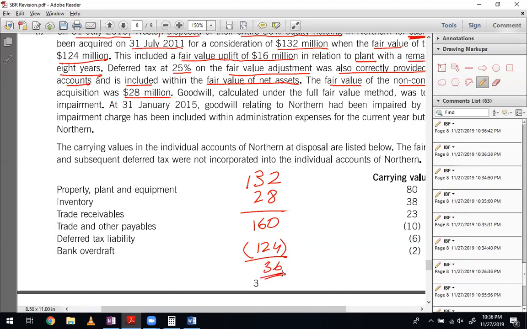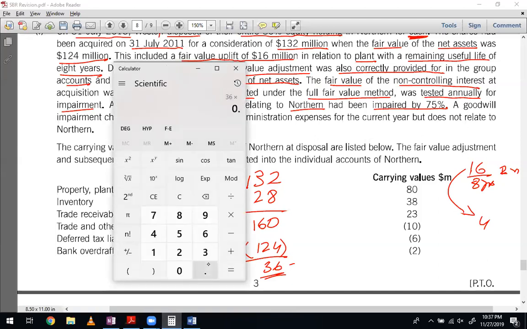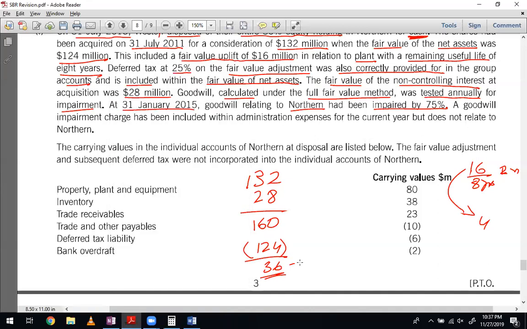So this means the goodwill was 36 in actually. Now it says that goodwill calculated under full fair value method was tested annually for impairment. And at 31st January 2015, which is the previous year end, goodwill relating to Northern had been impaired by 75%. So 75% of 36 should be 27. So 27 of the goodwill was impaired. So the remaining goodwill was how much? Only 9.